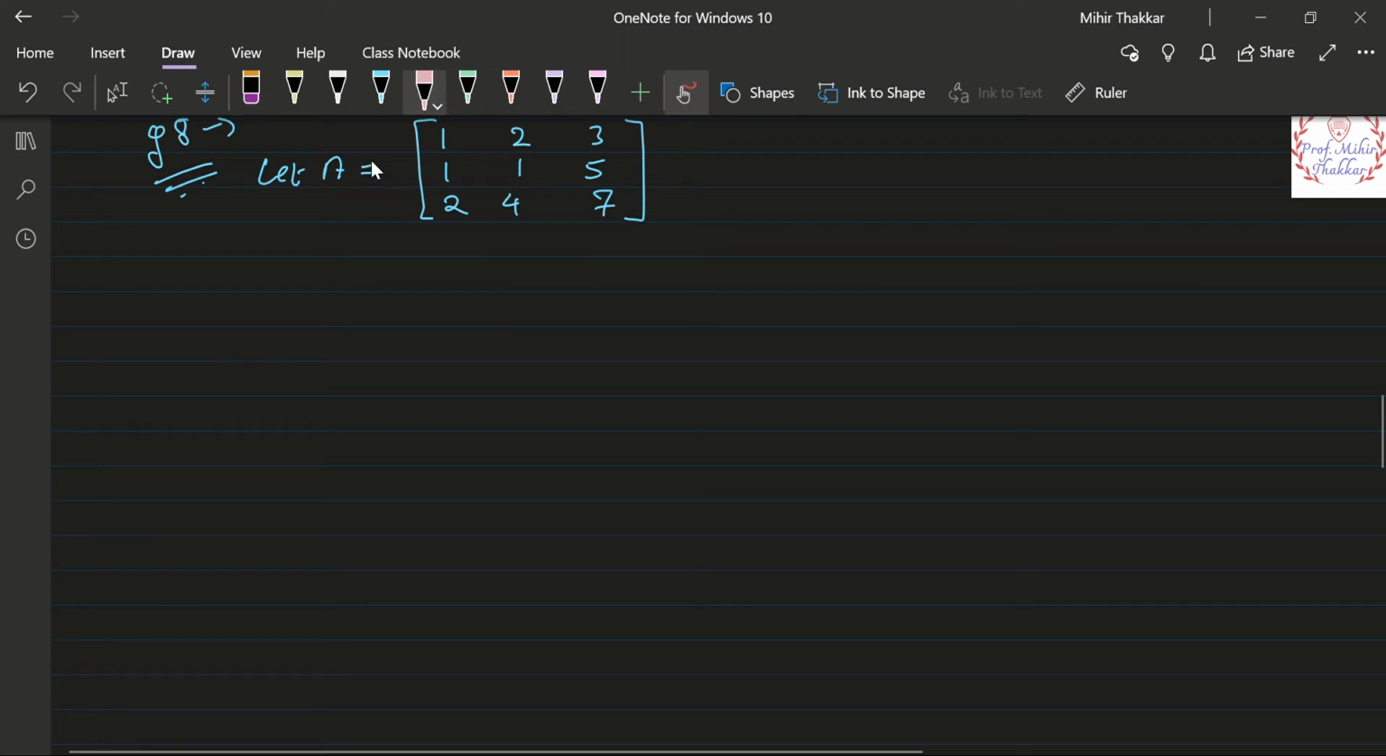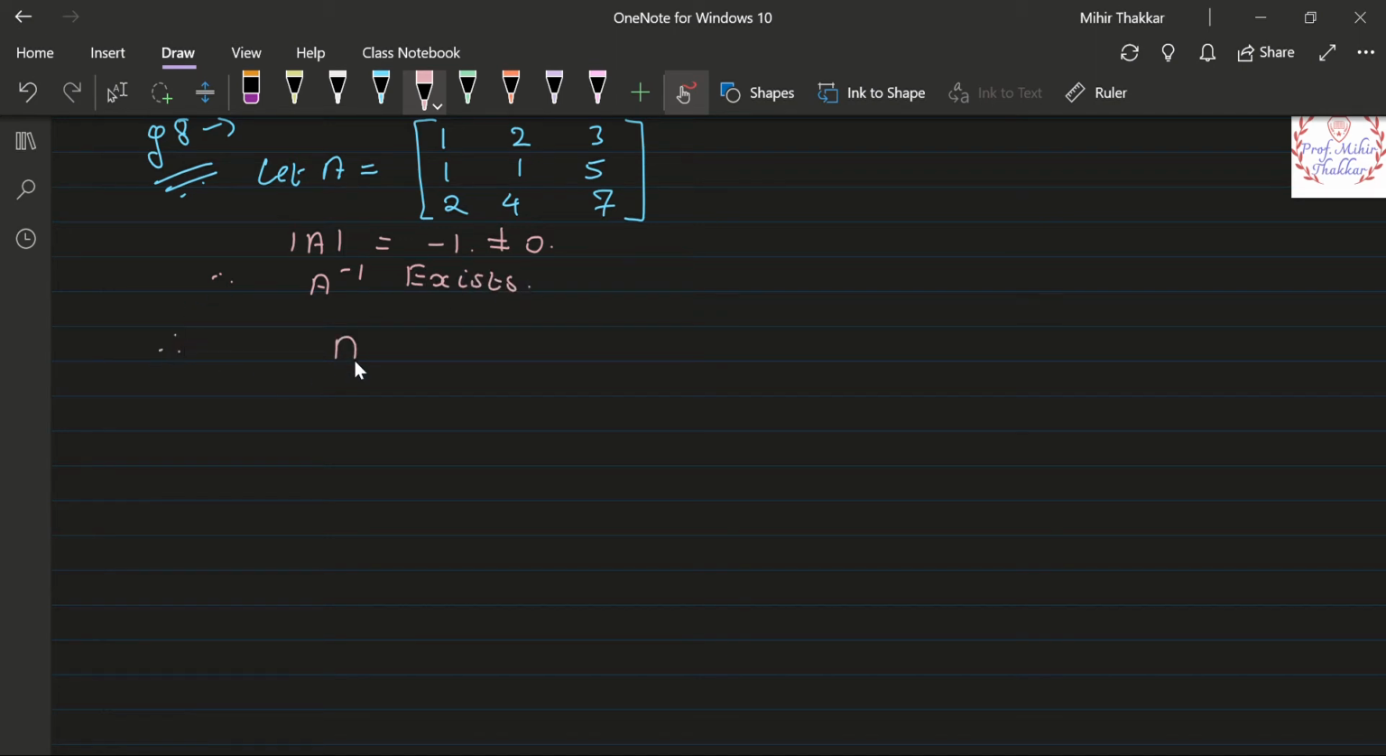Okay, so the determinant of this matrix is -1, and this is not equal to 0. Therefore, A inverse exists. A into A inverse is equal to I.